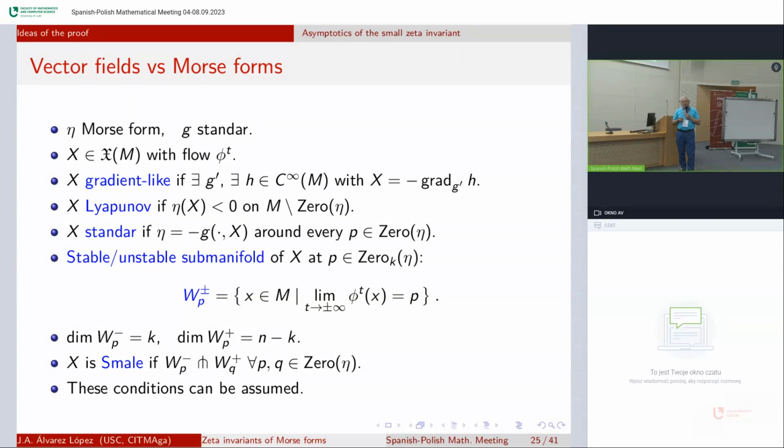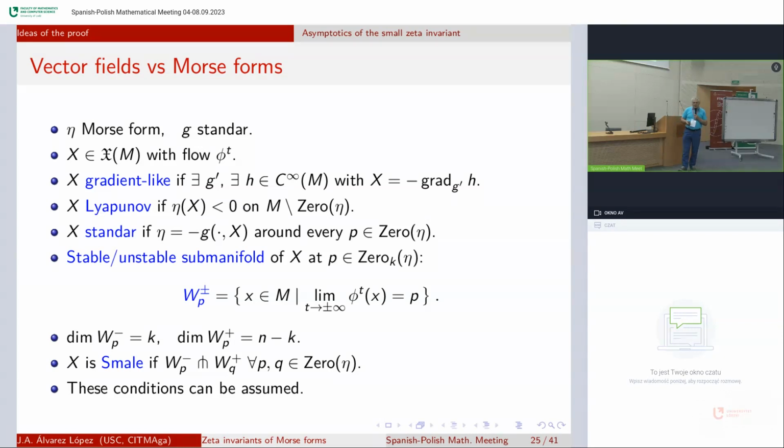It is said that the vector field is Lyapunov with respect to the form if the evaluation of the form on the vector field is negative on the complement of the 0 points. And it is said that the vector field is standard if around the 0 points it is given in this way, by minus the metric evaluated on the vector field.